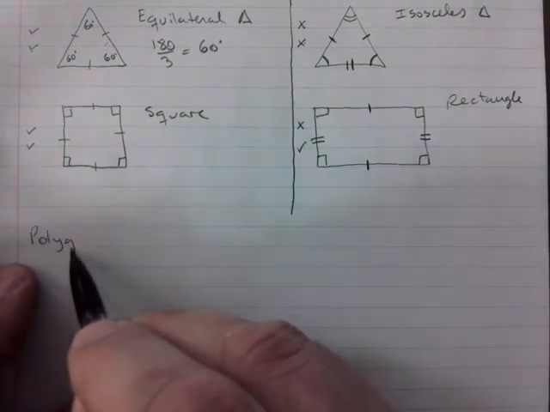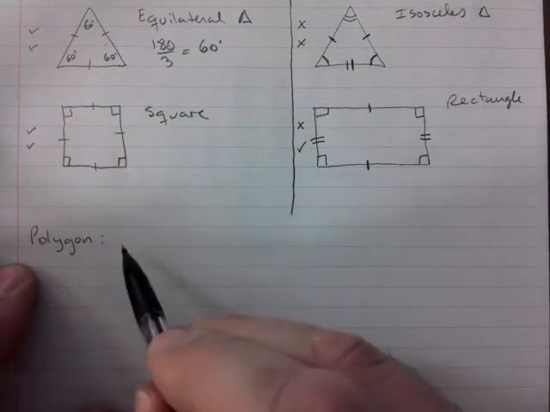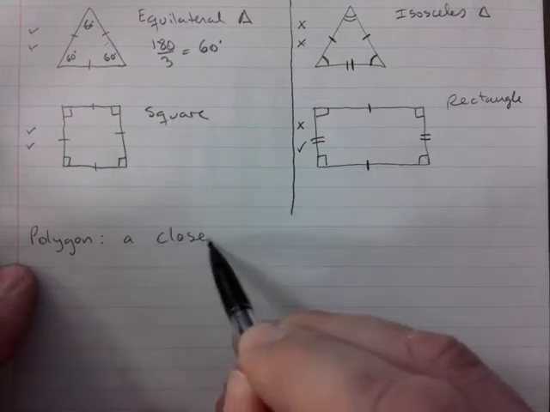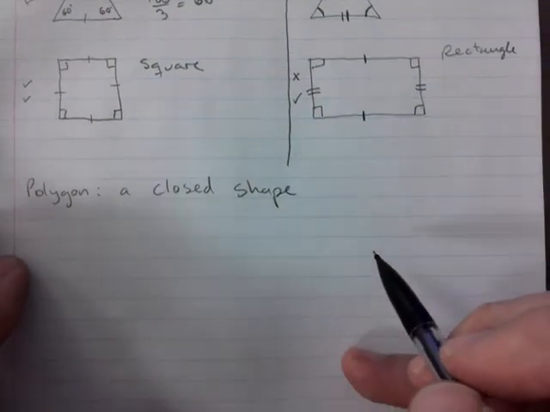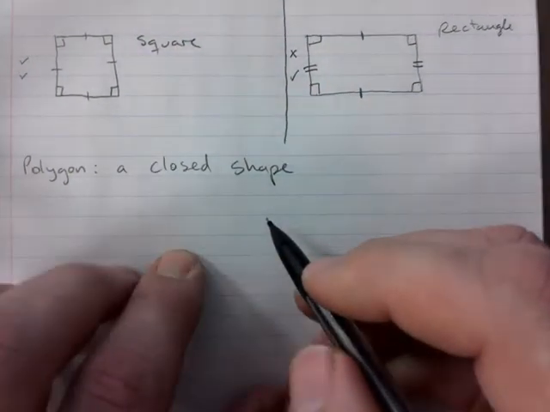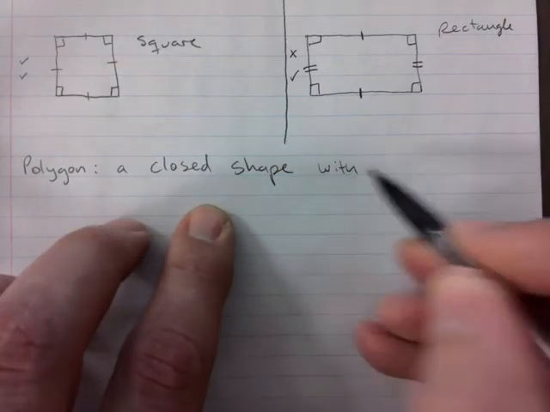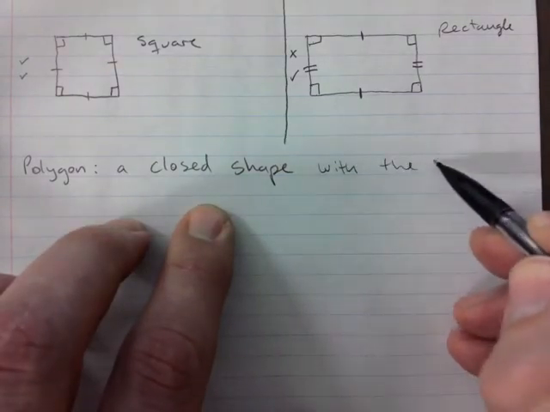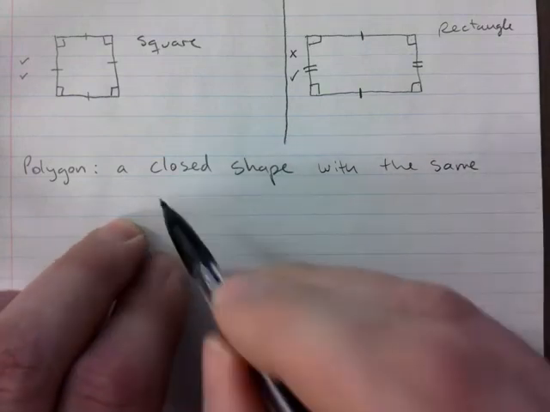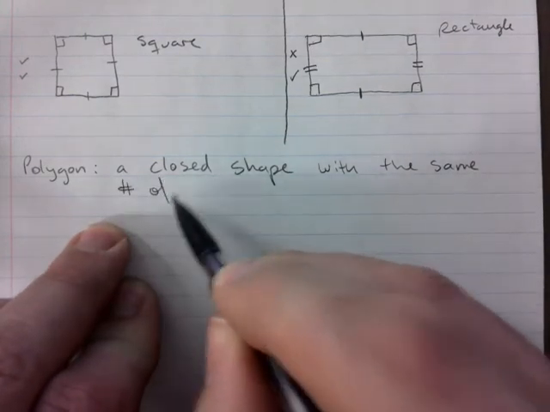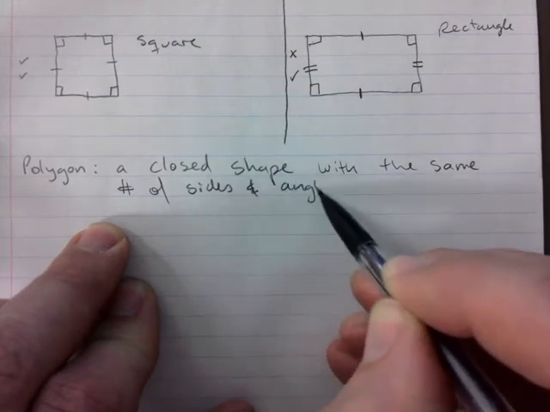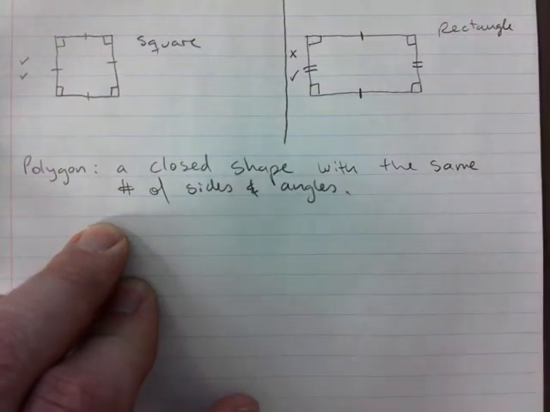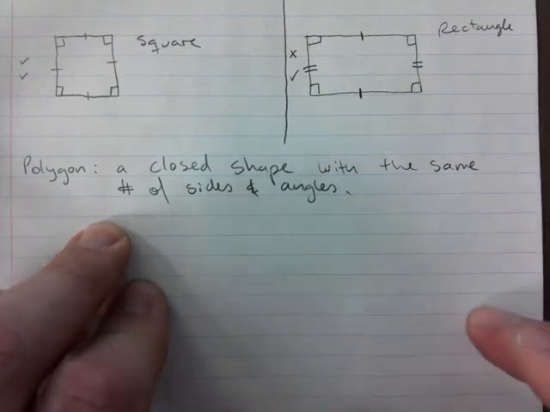Polygon, a closed shape, with the same number of sides and angles. So if it has 3 angles, it will have 3 sides. If it has 4 angles, 4 sides, 5 angles, and so forth. No surprises there, I'm sure.